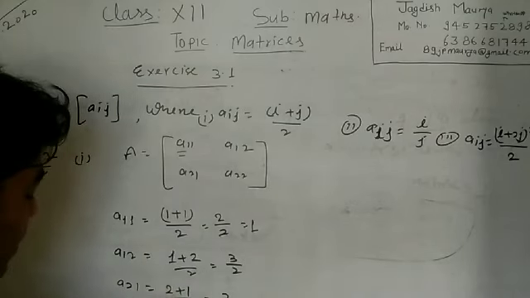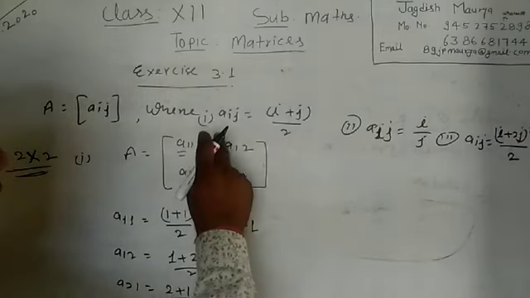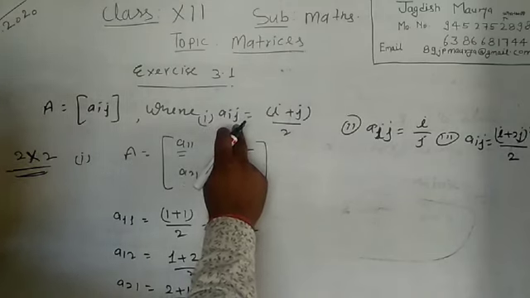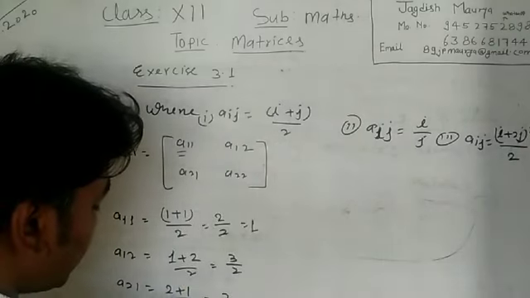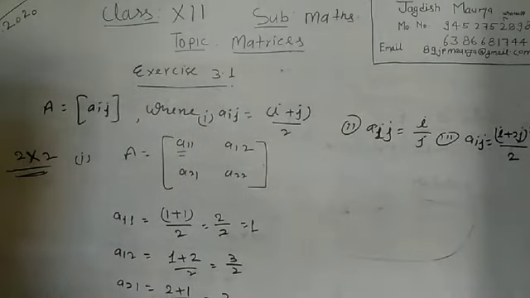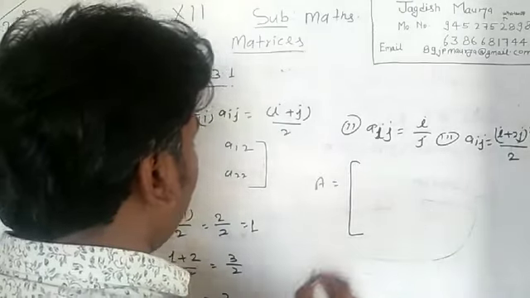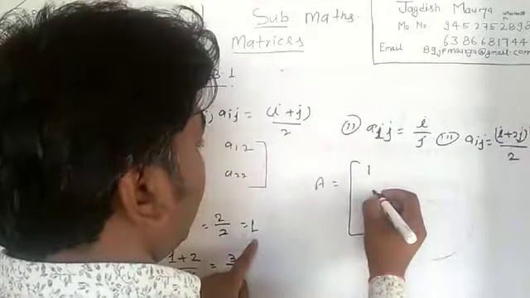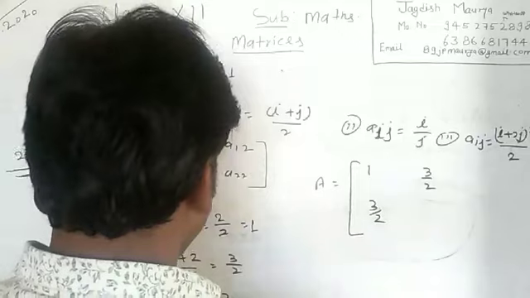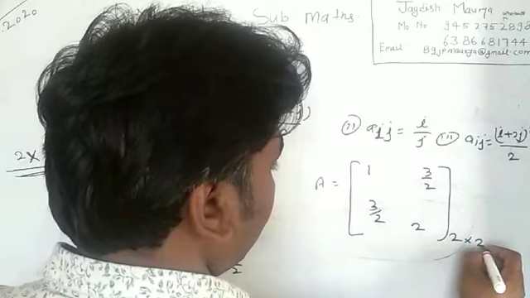Now we find A22. In this we put i equal to 2 and j equal to 2. So (2 plus 2) upon 2 equal to 4 upon 2 equal to 2. Therefore the matrix is A11 1, A12 3 by 2, A21 3 by 2, A22 2, and order 2 by 2.